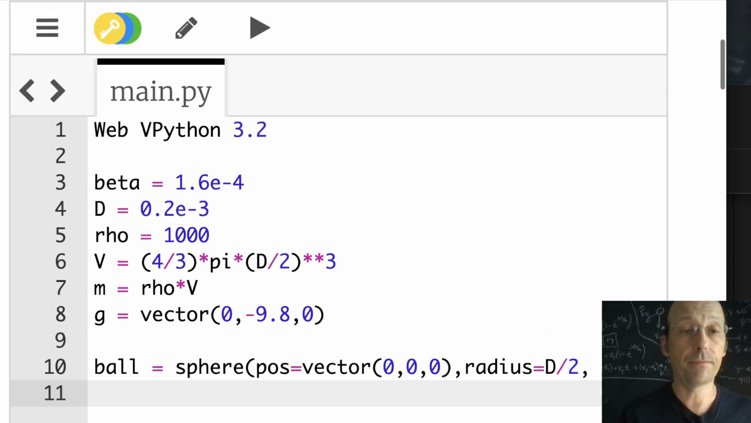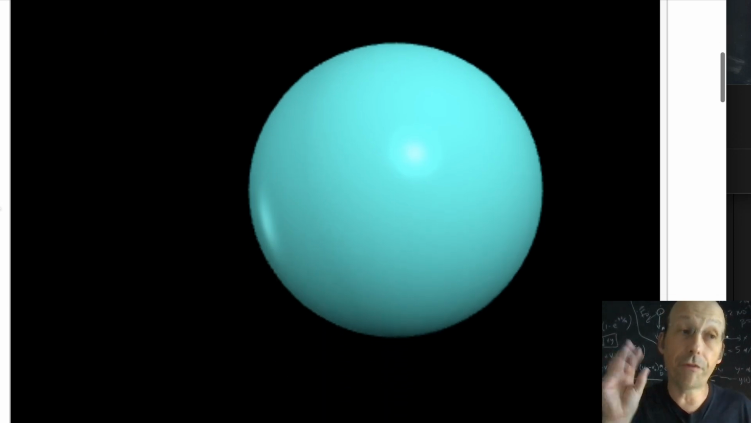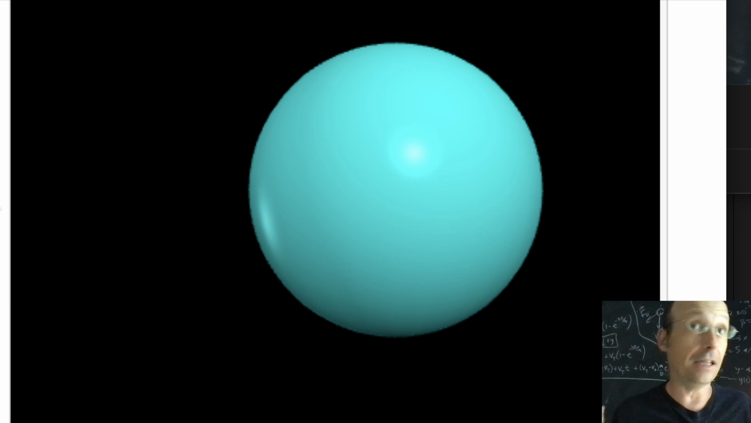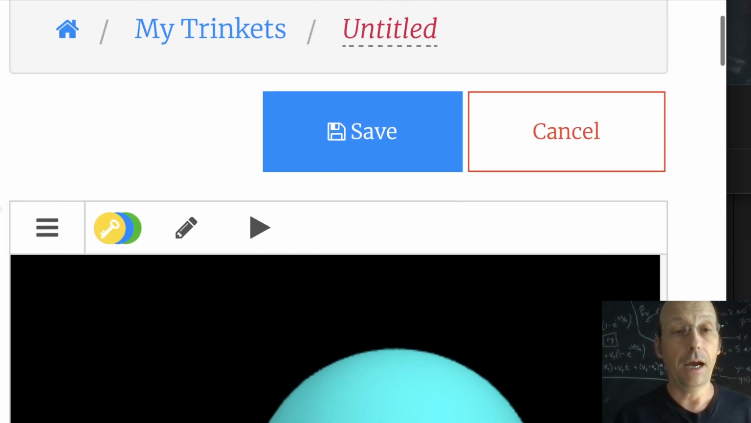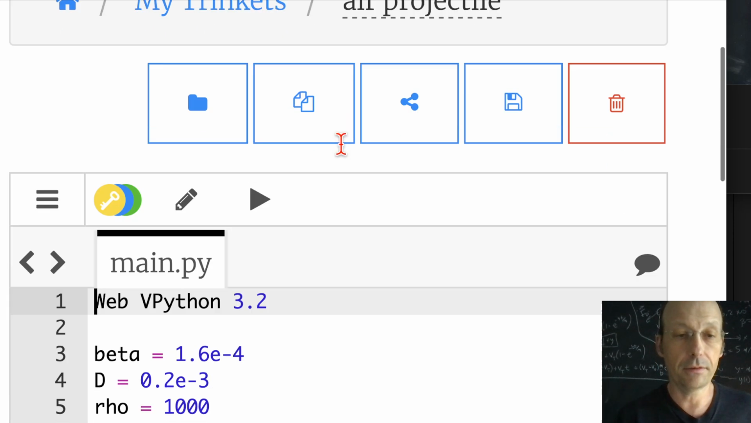So let's just run it now. There is my ice ball. And of course, WebVPython zooms so that it takes up as much space as it can. So even though it's tiny, it looks not tiny, and that's fine. Okay, I didn't even save this. Air projectile, and it's all messed up, but that's fine. I'll fix it later.